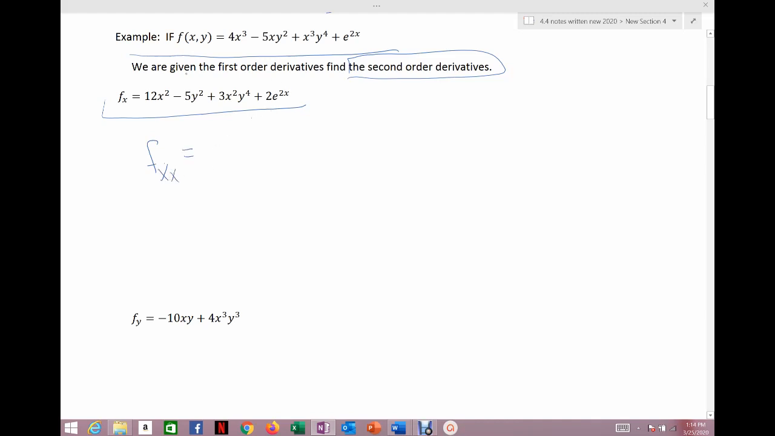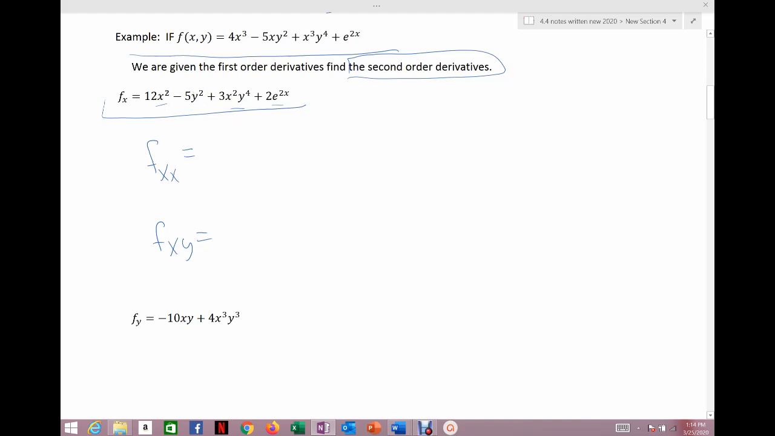Which means I'm taking the derivative of this function, which was the derivative of my original with respect to x. I'm just taking its derivative with respect to x, and then I'm going to take its derivative with respect to y, and there are my two second order derivatives that I get from my first order derivative of x. Alright, so first the xx, the derivative with respect to x, twice. Again, I only take the derivative of x when I have an x part, and so this 5y squared will zero out, it's just a constant.